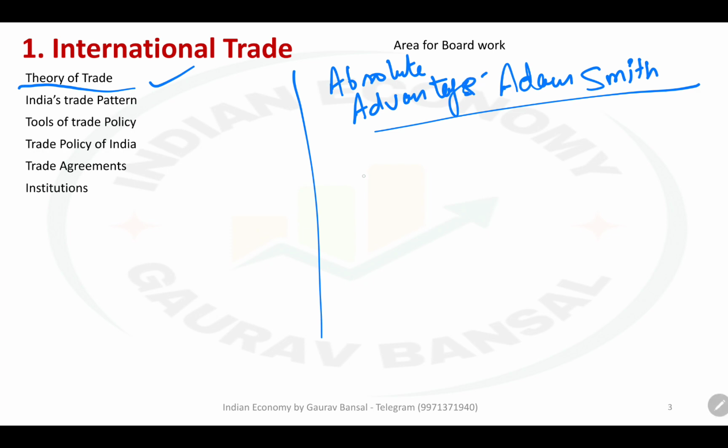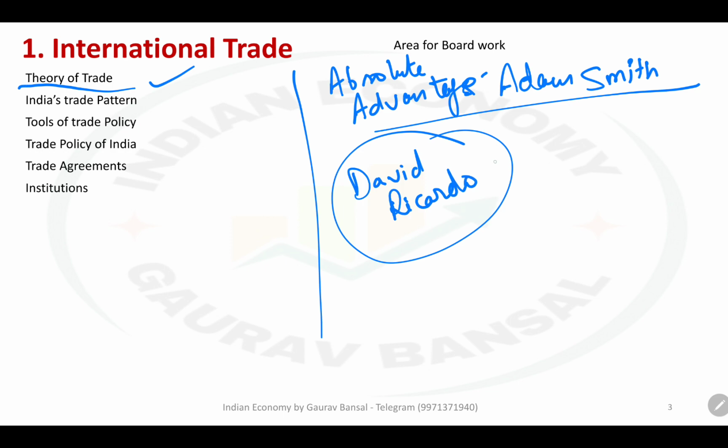Later on, David Ricardo expanded this. So he upgraded this theory and named it comparative advantage. So in this, David Ricardo argued, it is the same theory, he just extended the scope of it.